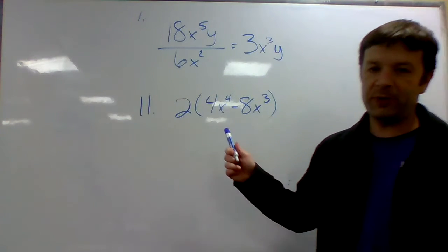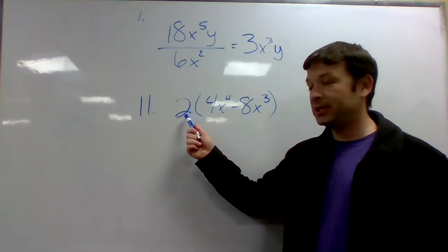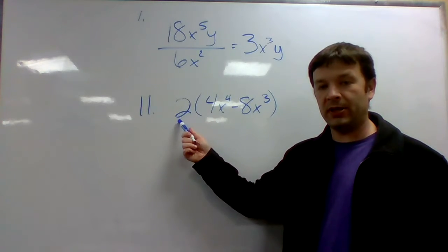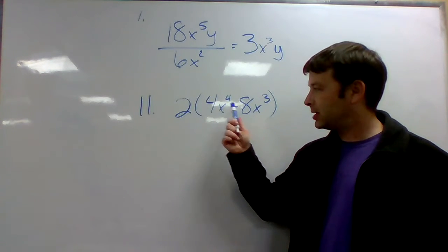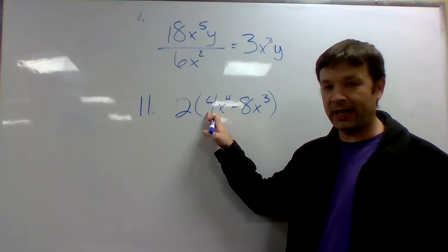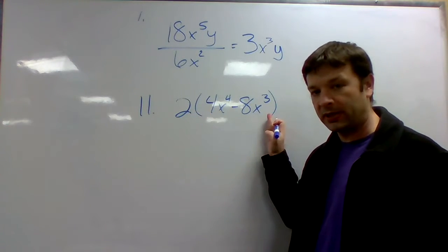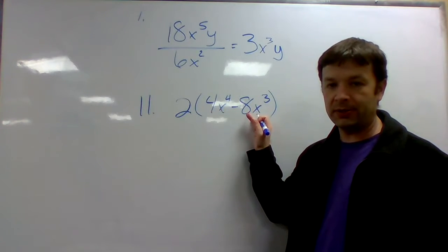Alright, we have done this before in past assignments. And basically all we did was we multiplied everything in the parentheses times 2, right? So it's 2 times, not just that, it's 2 times all of that. So you have to multiply both terms by 2.